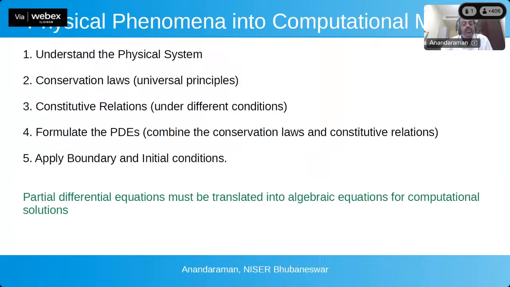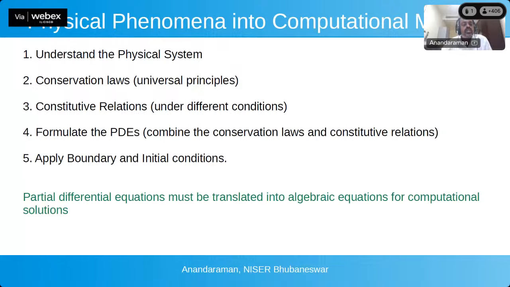So what we are going to do is simulation. What we are going to simulate is the physical system only, because the physical system itself is very hard to simulate. So we have to understand the physical system, and we have to make it into a mathematical model. Converting a physical system to a mathematical model involves conservation laws, like heat and heat equations.